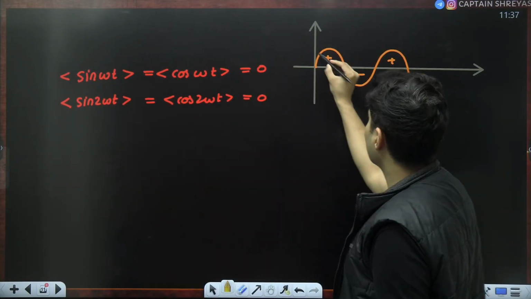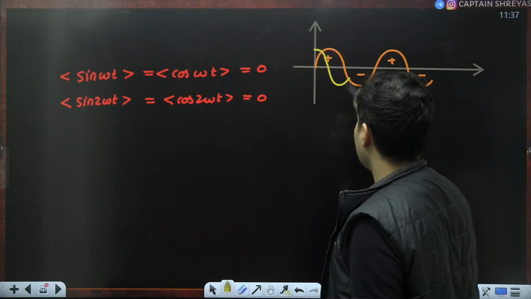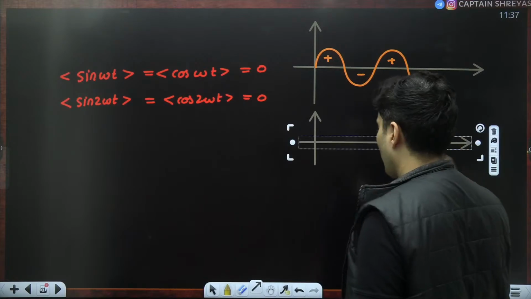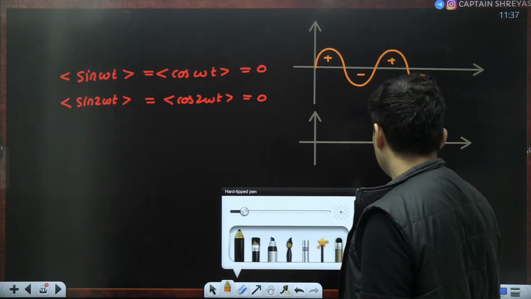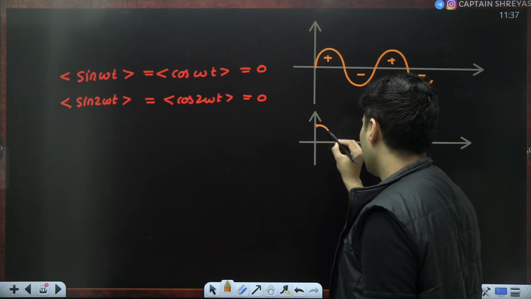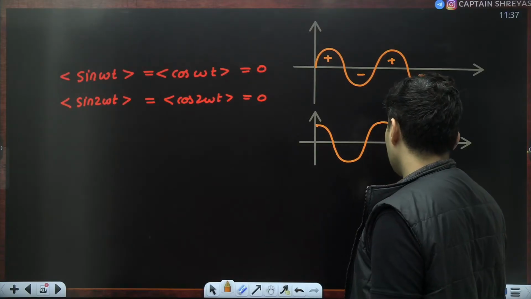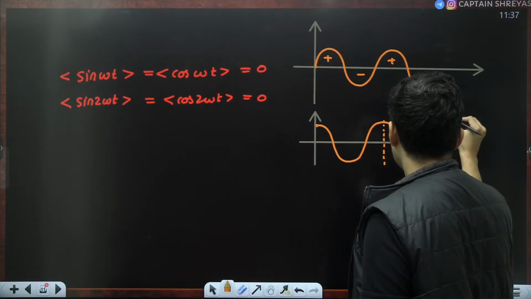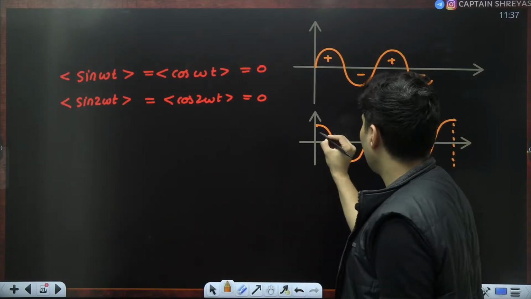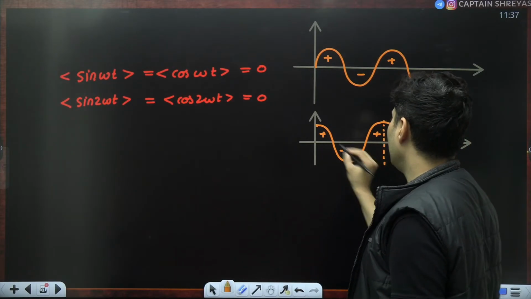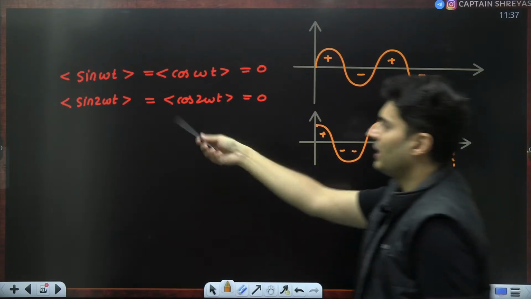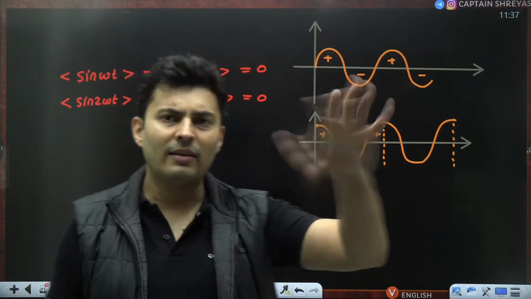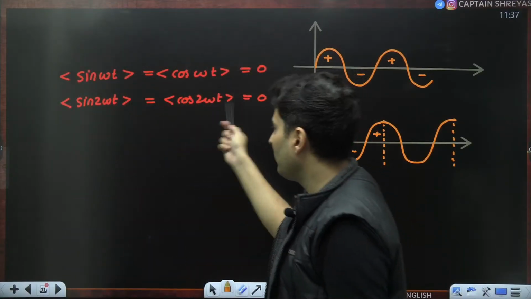If you draw a cos graph, the cos graph goes like this. It starts from the highest value, goes down like this, goes like this, goes like this. So this is basically one cycle. This is the next cycle. So how much ever positivity is there, that much negativity is there. So average values of sine 2 omega t, cos 2 omega t, sine omega t, sine 3 omega t, cos 5 omega t, whatever it is, are always 0.